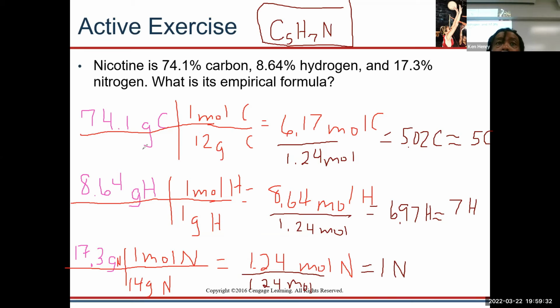For the empirical formula, that's it. If I asked you for the name, then yes. But in this case, you would just write the chemical formula, because it's asking for the formula. If they ask you for the name, then it's different. Questions? No questions? Okay, good. Let's move forward.